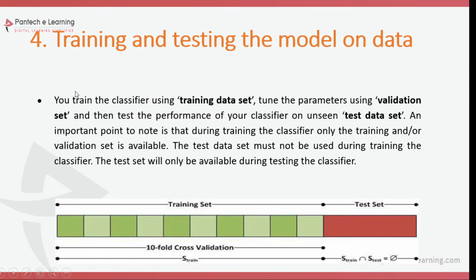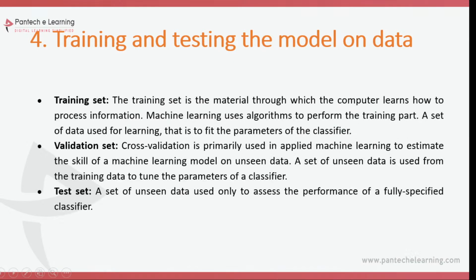Fine. So you train the classifier using the training data set, and we tune the parameters using the validation set, and then we test the performance of your classifier by using the testing data. Here you can see training, testing and cross validation, which is nothing but we divide the training data into n number of folds. Whatever number n we give here, it will be divided into that many folds of information. That is nothing but we are tuning the information over there, okay?